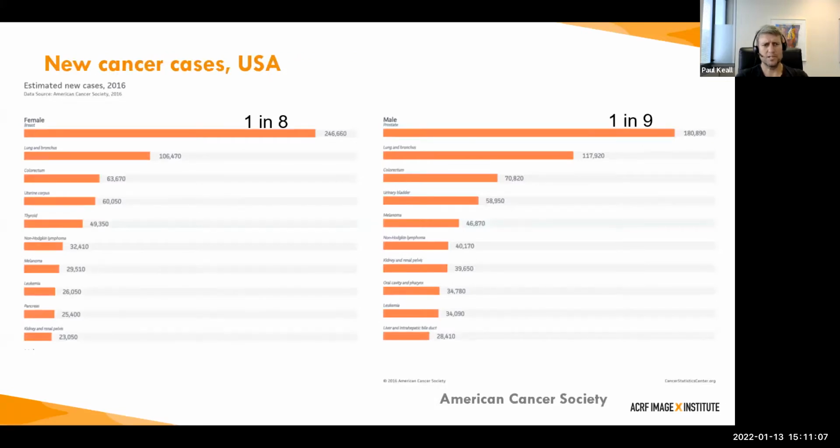As far as magnitude, the most common cancer in women is breast cancer, and the lifetime risk is about 1 in 8 women will get breast cancer. In men it's prostate cancer, and about 1 in 9 will get prostate cancer at some time in their life. So these are very sobering statistics.